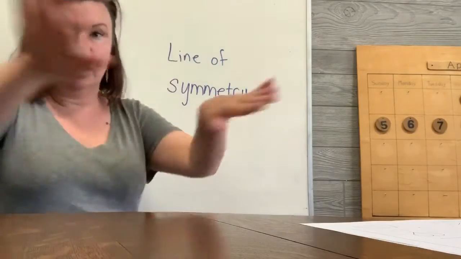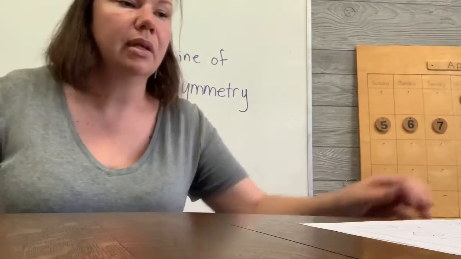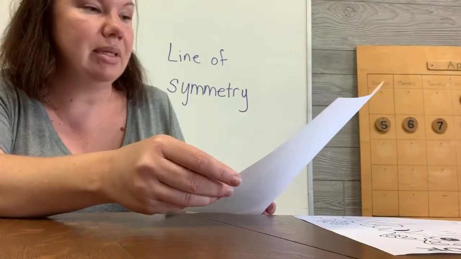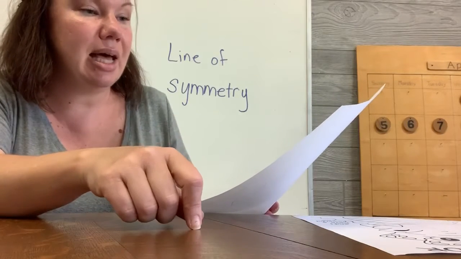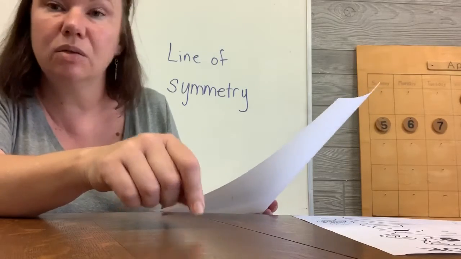Now, here are your works. You have lots of works to do with symmetry. Here's our first one. This says, recognize the line of symmetry. Is the dotted line on each shape a line of symmetry? And you write yes or no.